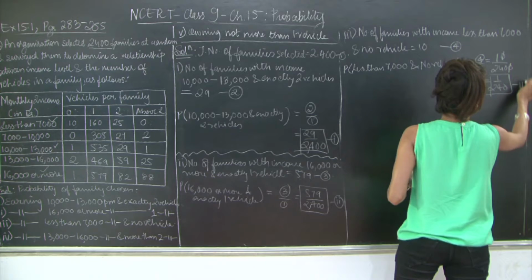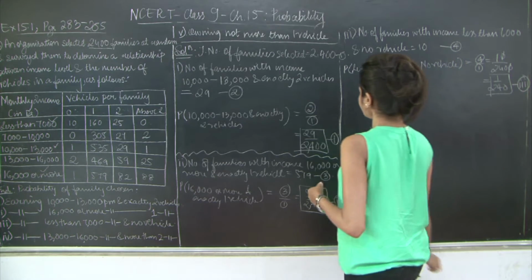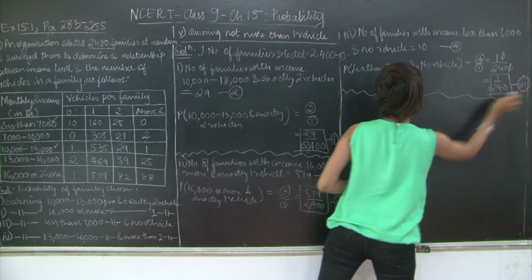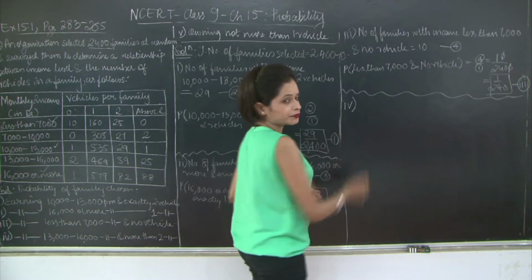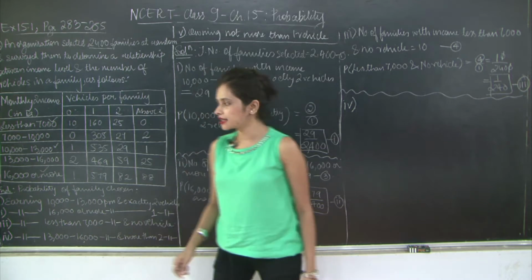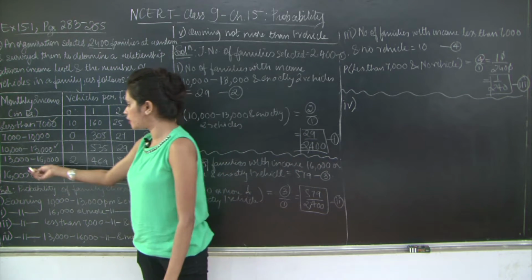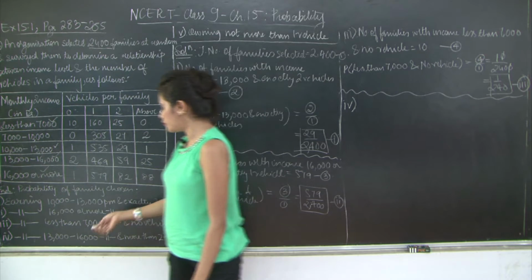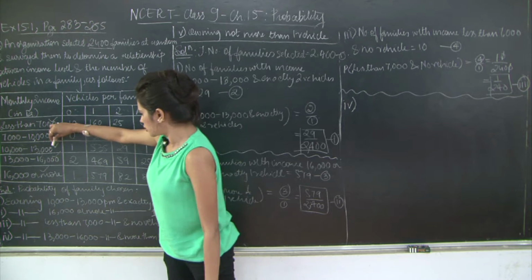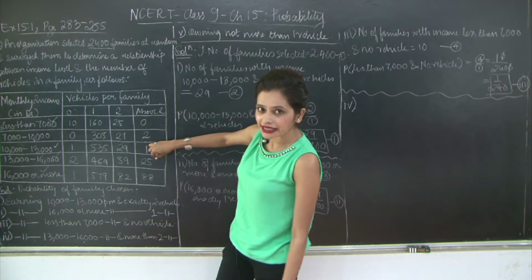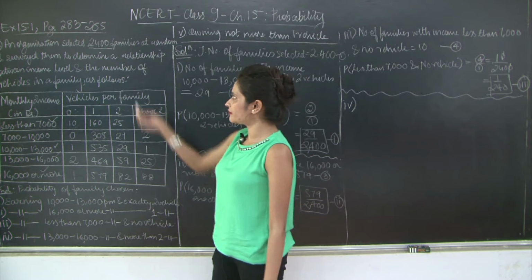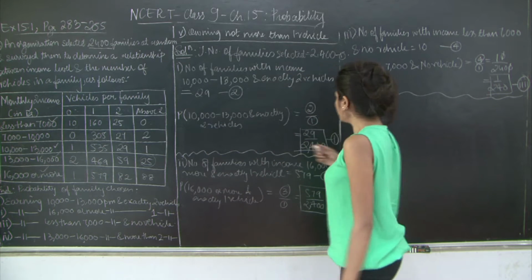This is your solution to sub question number 3. Okay, so this was the third sub question. Let's take a look at the fourth sub question. So with income group 13,000 to 16,000, which row? I'm sure you must have got this sum by now. We are going to take a look at this row and more than 2 vehicles. So in this row, 13,000 to 16,000 and more than 2 vehicles is going to be above 2. So 25, the probability is going to be 25 divided by 2400, right?